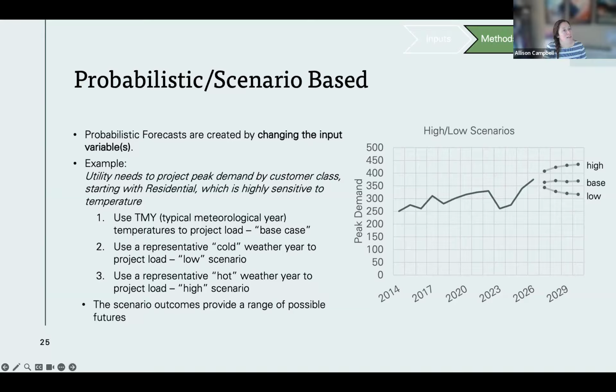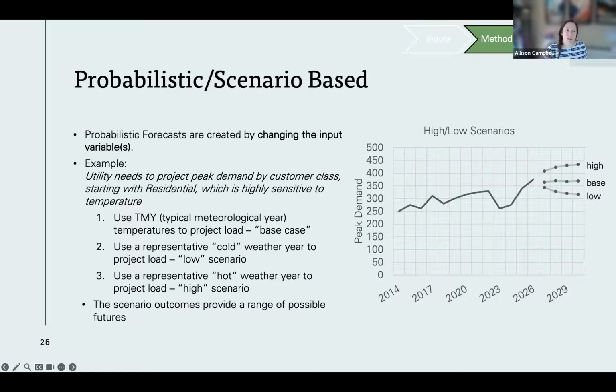So a good example here would be that perhaps a utility needs to project their peak demand by customer class, starting with their residential customers, and they know that the residential customers are highly sensitive to temperature. So if you want to project your peak demand, maybe 10 years from now, we can say a lot of things about the temperature, but for the most part, we don't know. We know the temperature 7 days from now. We don't know it a month from now. We don't know it 10 years from now. But we do have a reasonable idea about, let's say within the ballpark of reasonable, what the highest temperature could be, and within the ballpark of reasonable, what the lowest temperature could be.